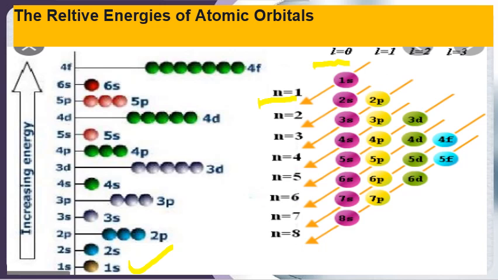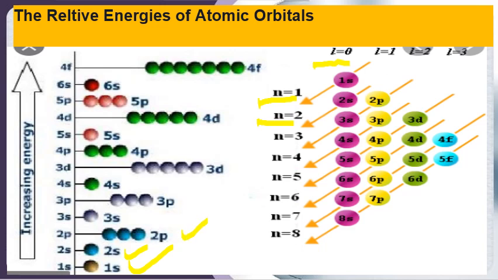The 1 along with this s represents that the filling will be in the first shell, and s represents which orbital will be filled, right? Now, when n is equal to 2, it is the next higher level, that is the second level. It has two sublevels in it, that is 2s and 2p.